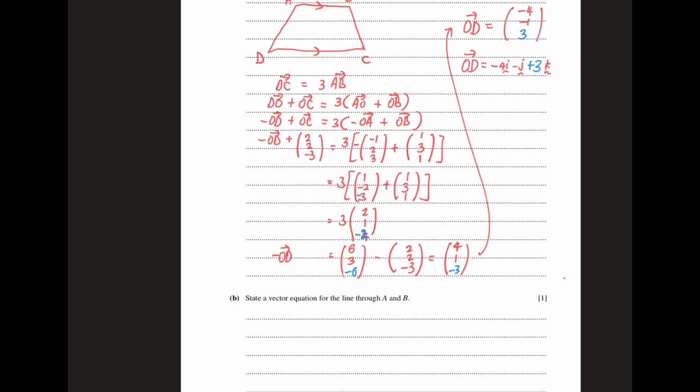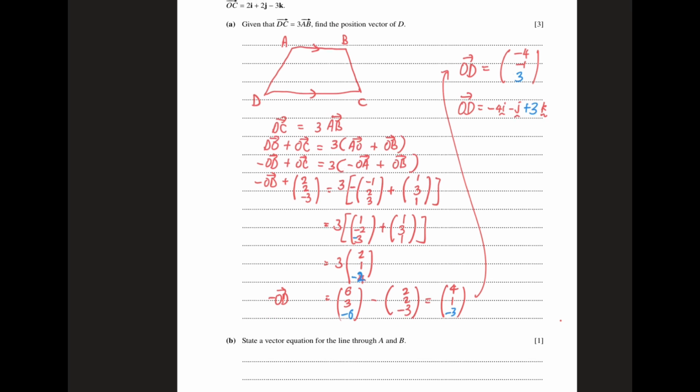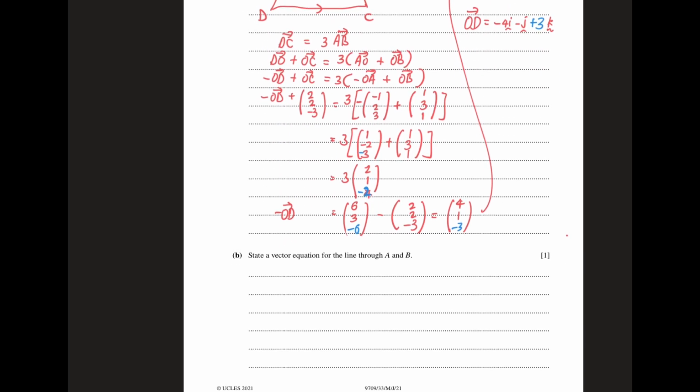B. State a vector equation for the line through A and B. The formula for the vector equation of a line is r equals a plus t times d. This is the formula for the vector equation of a line, where a is a position vector on the line and d is the direction.